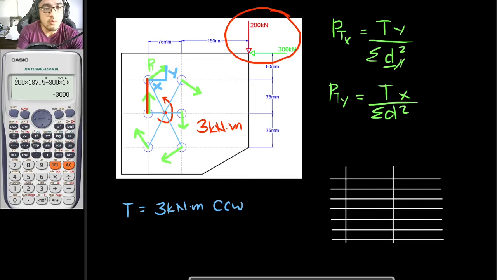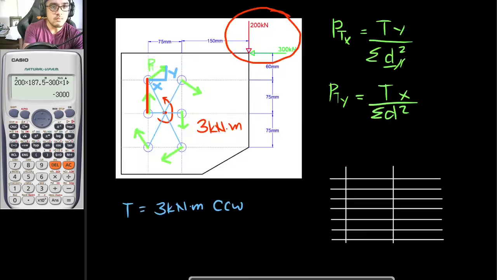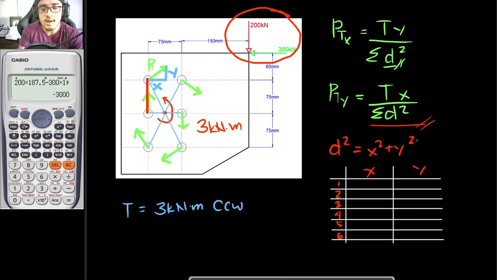Okay, so what I would be doing now is labeling all of these ones right here. In this case, let's write here because we have no space on the other side. Let's say that this is bolt 1, bolt 2, 3, 4, 5, and 6. And let's say that this is x and this is y. So via Pythagorean Theorem, we can say that d squared is equal to x squared plus y squared. Do you guys agree? Pythagorean Theorem? Yes, sir.